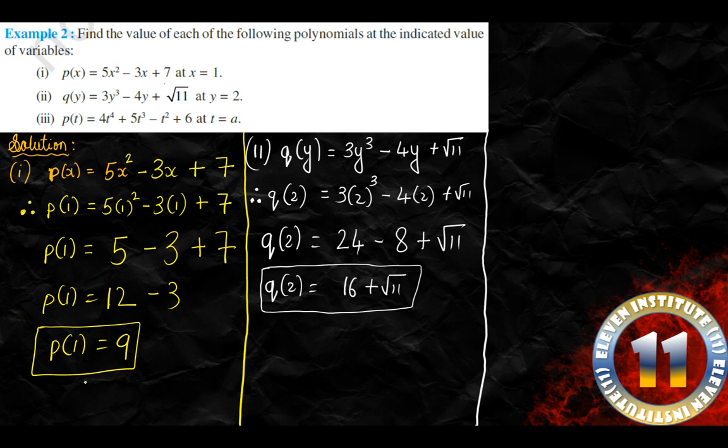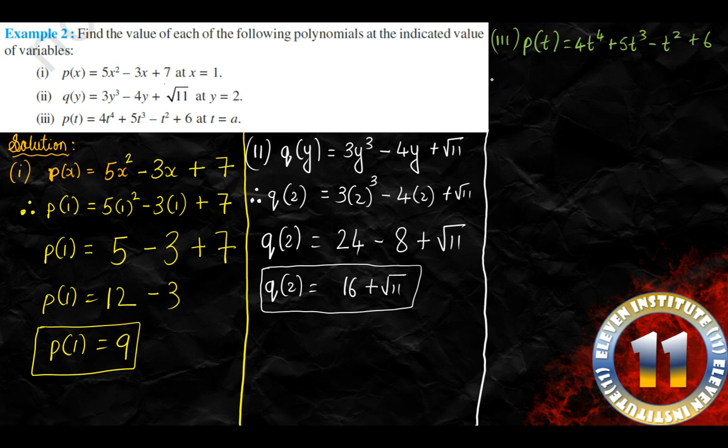Let us now solve the third one. So third one is polynomial with variable t. So we can write over here p of t is equal to 4t raised to 4 plus 5t cube minus t square plus 6. This is the polynomial that is given to us. Now instead of t we have to just write a. So let us substitute t with a.